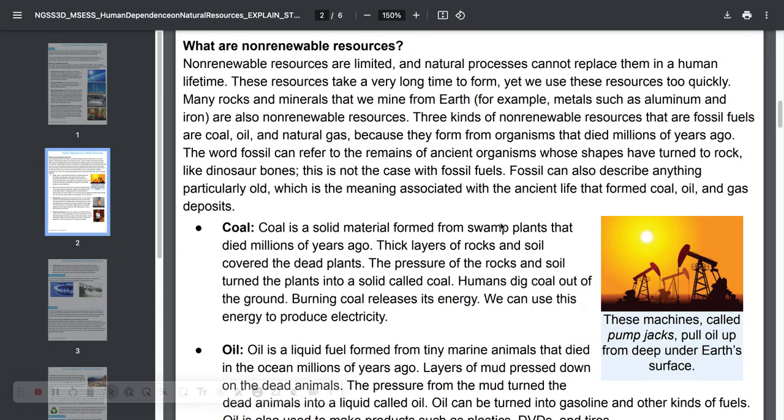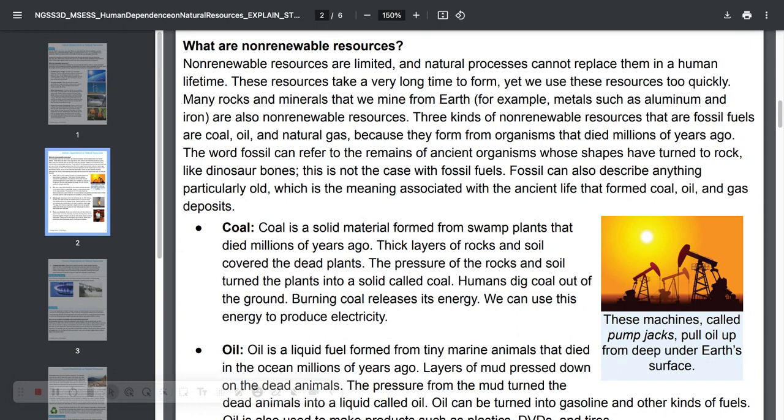What are non-renewable resources? Non-renewable resources are limited, and natural processes cannot replace them in a human lifetime. These resources take a long time to form, yet we use these resources too quickly. Many rocks and minerals that we mine from Earth, for example, metals such as aluminum and iron, are also non-renewable resources. Three kinds of non-renewable resources that are fossil fuels are coal, oil, and natural gas, because they form from organisms that died millions of years ago.